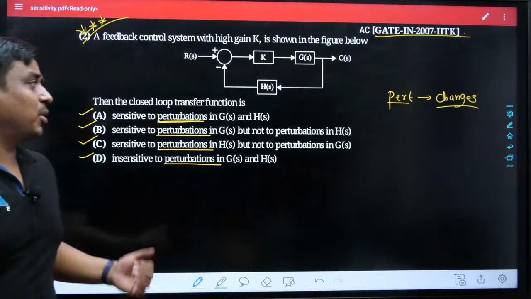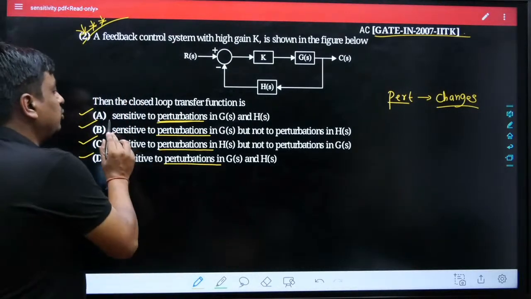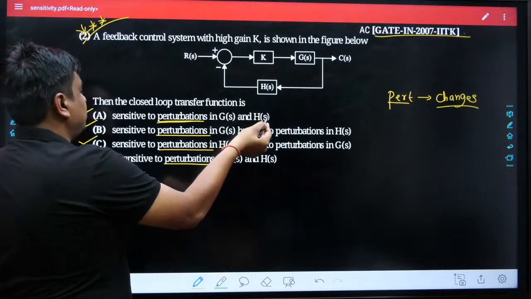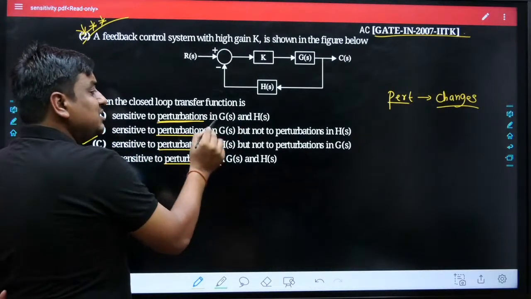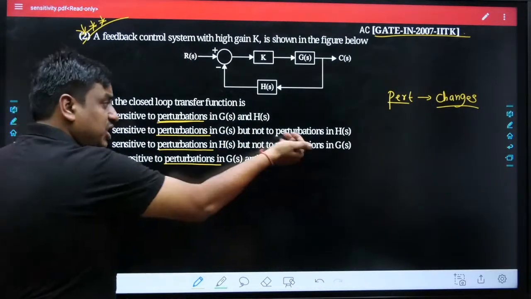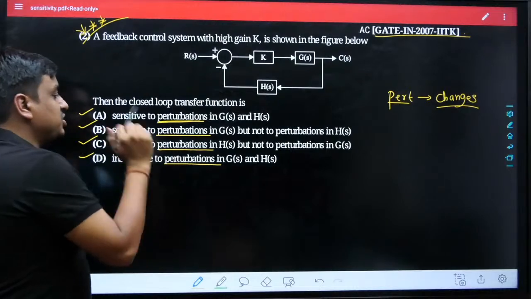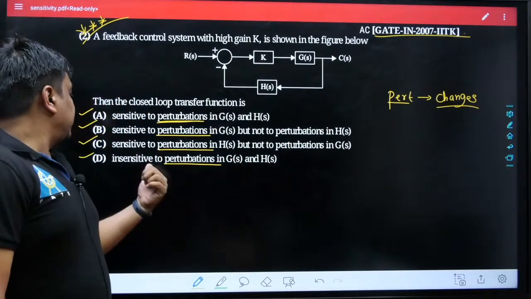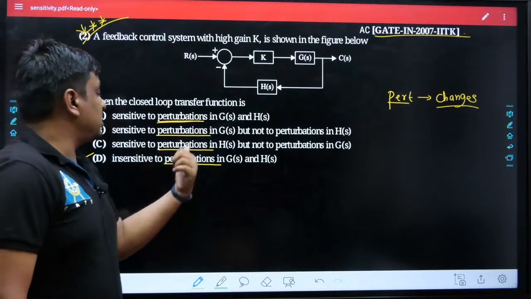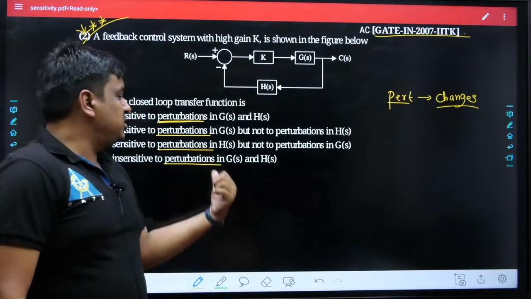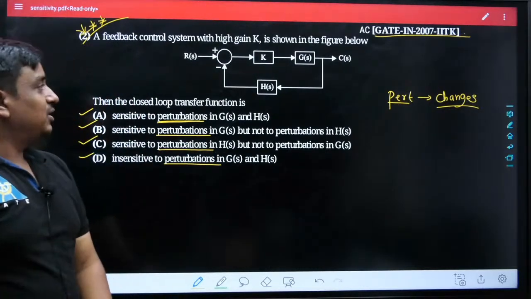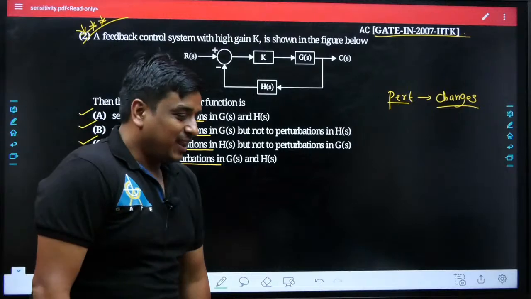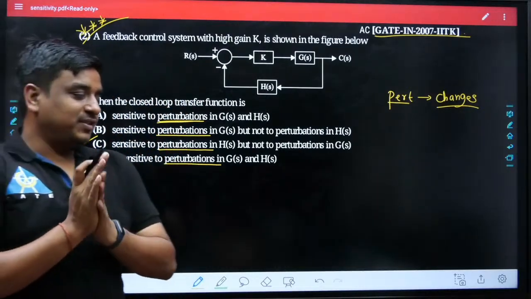So try to understand what the problem states. Sensitive to change in G(s) and H(s); sensitive to change in G(s) but not to perturbation in H(s); sensitive to change in H(s) but not to change in G(s); and similarly insensitive to perturbation in G(s) and H(s). Probably tell me, how would be the best answer, C?